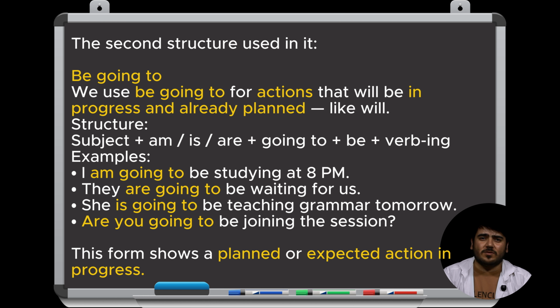The second structure used is be going to. We use be going to for actions that will be in progress and already planned, like will. It's a structure: we use subject, then to be verbs, then going to, plus be, plus ing form. Like, I'm going to be studying at 8. They are going to be waiting for us. She's going to be teaching grammar tomorrow. Or, are you going to be joining the session? This form shows a planned or expected action in progress.